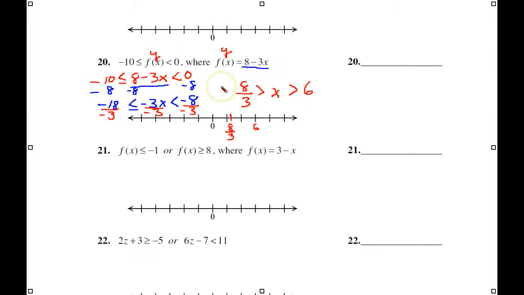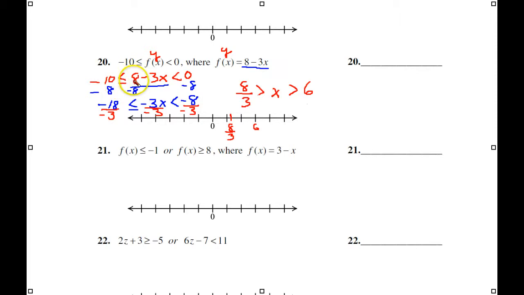All right, in number 20, it's a little tricky because it's in function notation. Now, keep in mind we could substitute a y here. And then there we're saying, y is this? So this value goes there. And then they could have written it that way, but they wanted you to practice function notation.